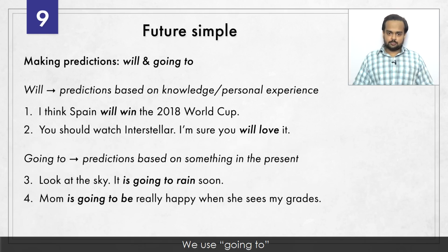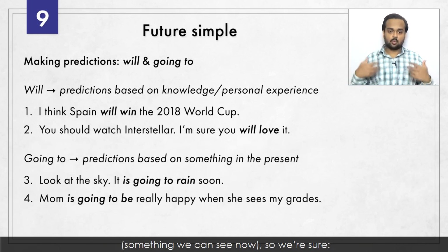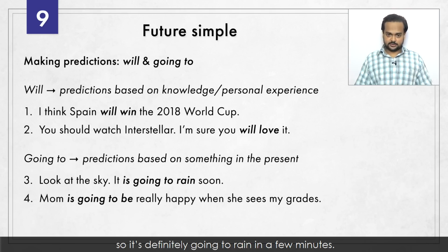We use going to when we make predictions based on something in the present, something we can see now. So we're sure. Look at the sky. It's going to rain soon. We can see a lot of black clouds, so it's definitely going to rain in a few minutes.